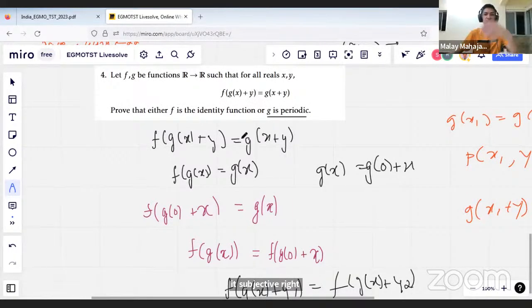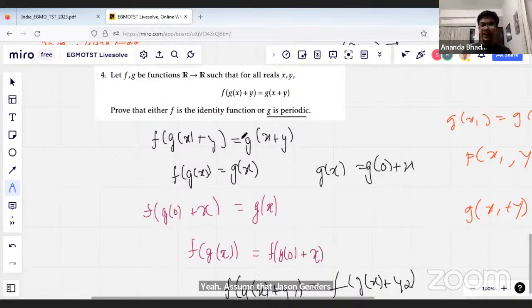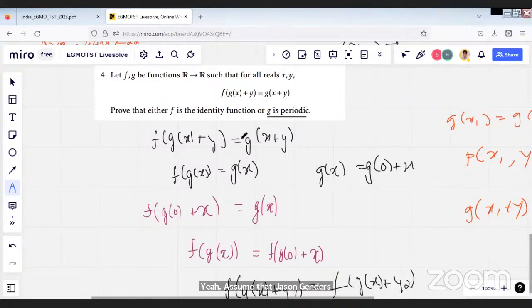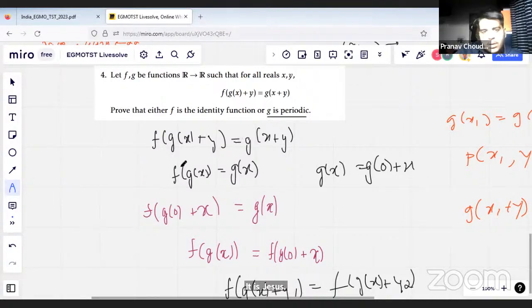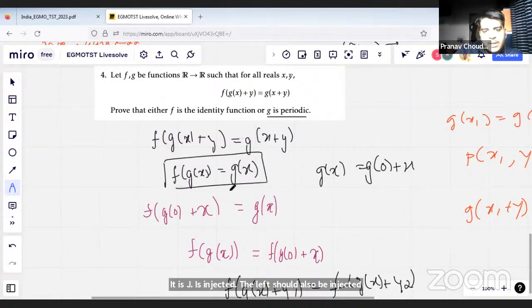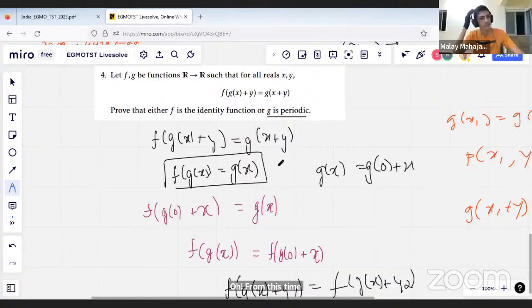We have assumed that G is injective. If G is not injective, then it's periodic. If G is injective, then F should also be injective, right? Yeah. So from this thing, F of G of X equals G of X. Yeah. No, then just swap X and Y in the first.